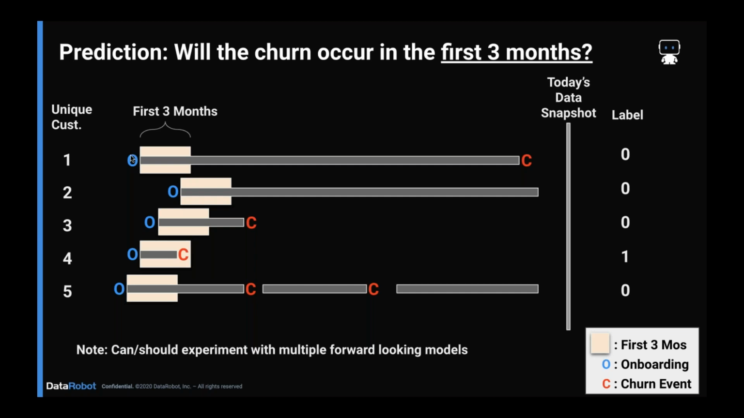Then we take each customer's history. We see, did the churn occur within the first 3 months? And we then define our label like so, right? So this person here did churn, but later, so it's a zero, zero, zero. This person here churned within the 3 month period. So they get a one. And again, a zero, even though they churned actually twice.